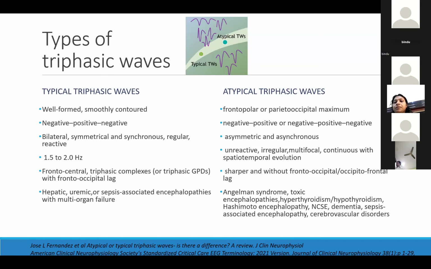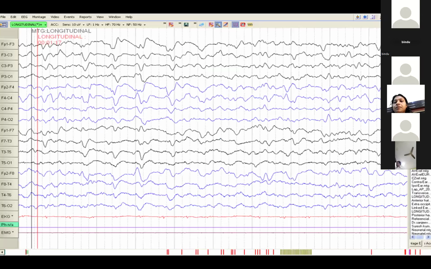And they are usually sharper compared to typical triphasic waves, which are smoother. And these atypical triphasic waves are seen in Angelman syndrome, toxic encephalopathies, hypothyroidism, Hashimoto's encephalopathy, NCSE, dementia, sepsis-related encephalopathy, and cerebrovascular disorders. So these are triphasic waves in the case of hepatic encephalopathy. You can see typical triphasic waves.